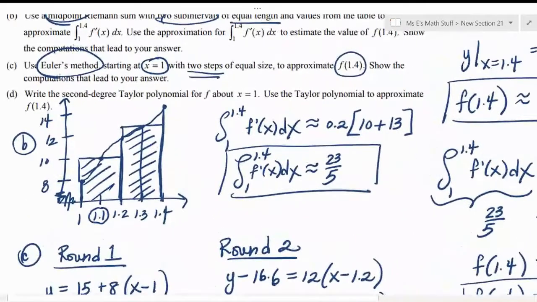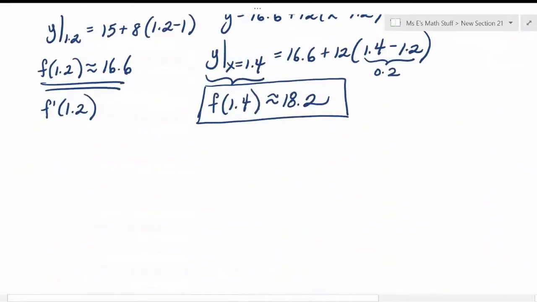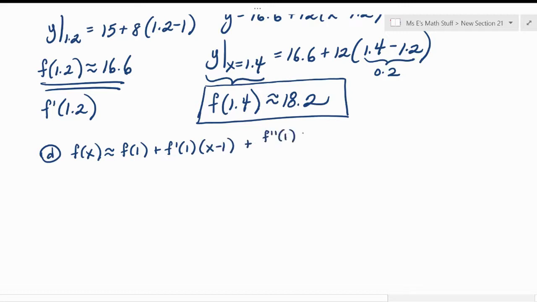Part D says write the second degree Taylor polynomial for f centered at x equals 1 and use the Taylor polynomial to approximate f of 1.4. Okay, so for part D, I'm going to show the plan first. This function will be approximated, and I think it said it's centered at 1. So f of 1 plus f prime of 1 times the quantity x minus 1 plus f double prime of 1 over 2, or 2 factorial, same thing, times x minus 1 squared.